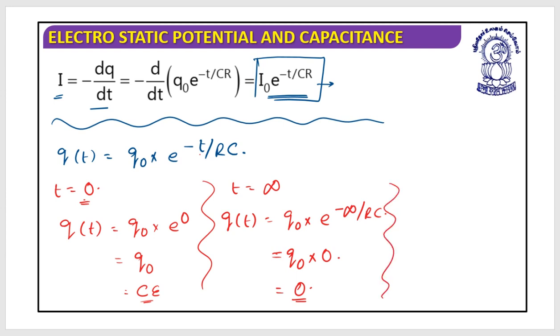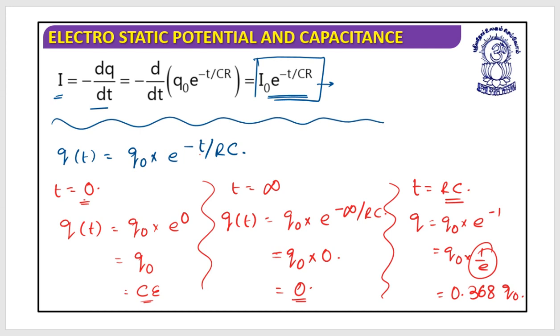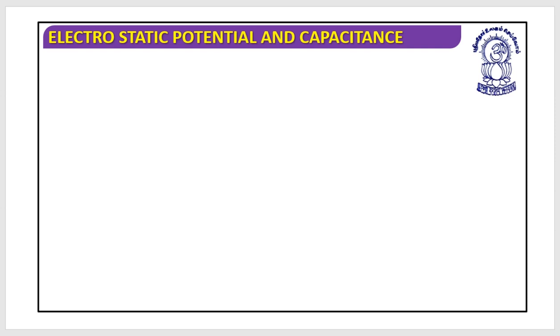One more time, at t equals R into C, Q equals Q naught into e to the power minus 1, and when I say minus 1, it is Q naught multiplied by 1 by e. So this will be 0.368 of Q naught. Now we know 1 by e is 0.368. I hope those things are clear. Is it clear? So let's now discuss the summary of the situation.